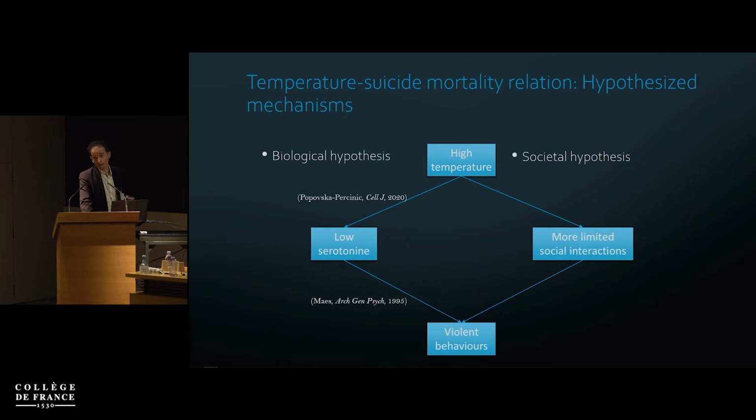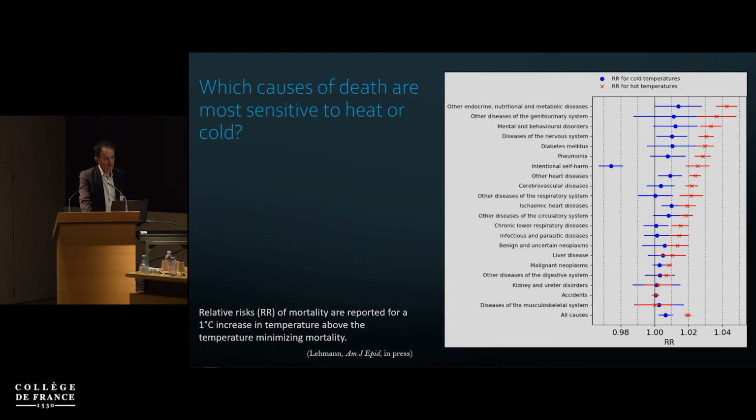If we now consider the other causes of death again, trying to rank them in terms of sensitivity to heat, you see, looking at the red crosses, that the causes of death most sensitive to temperature were death by endocrine, nutritional, and metabolic diseases, followed by those by genitourinary system disorders, mental and behavioral disorders, diseases of the nervous system, diabetes. Suicide is here.